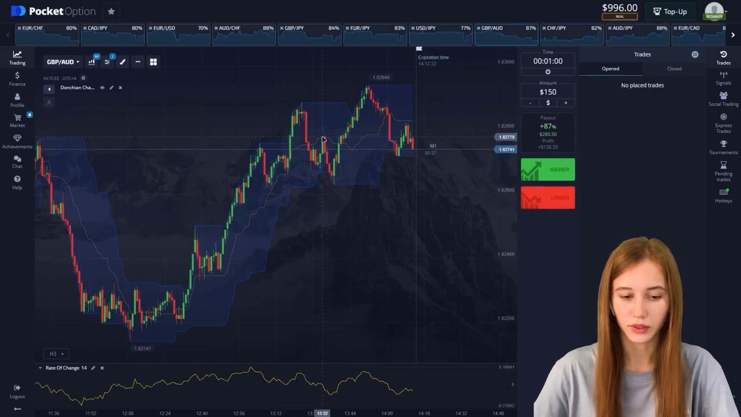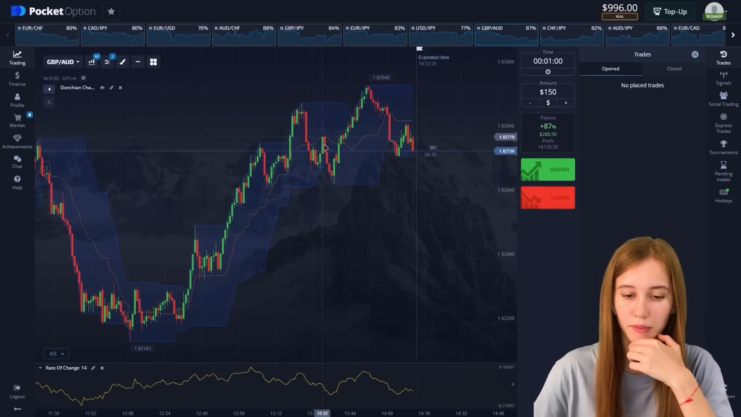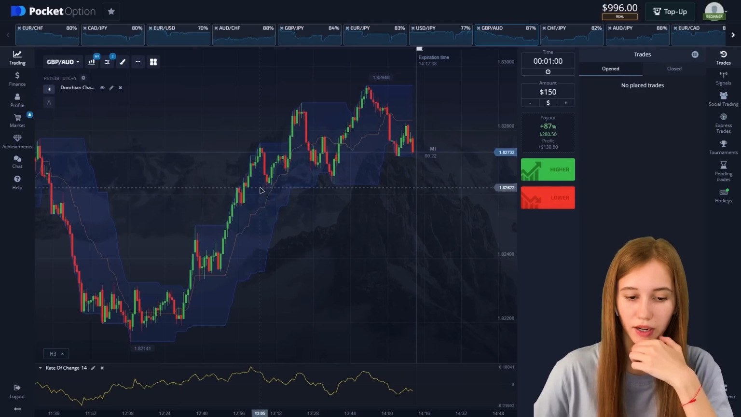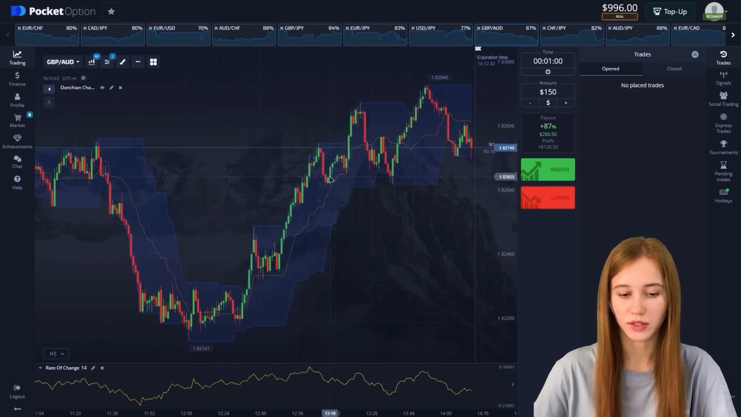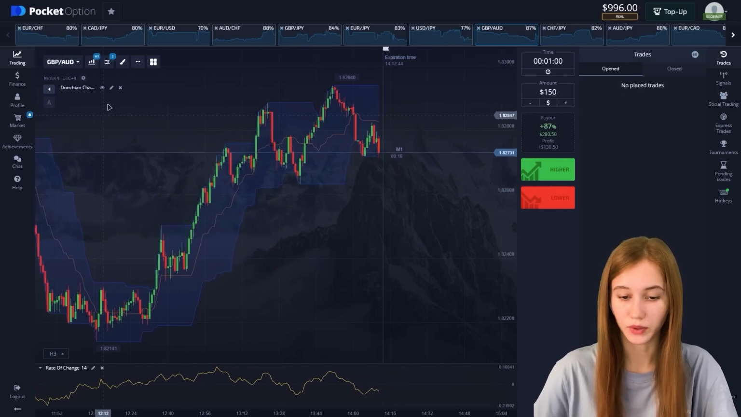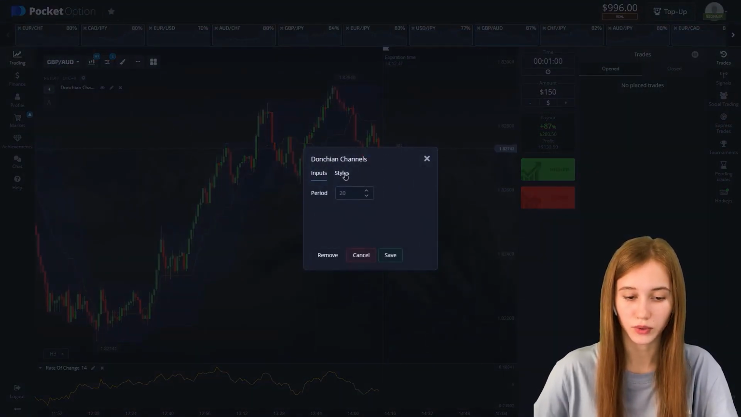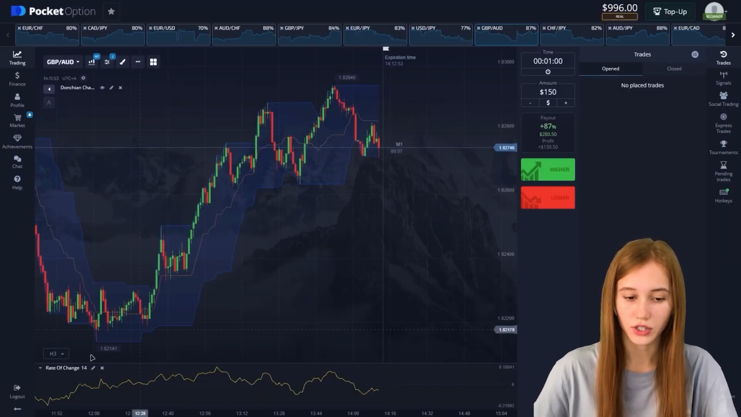Also, don't forget to look at the middle line. At some moments when approaching it, we have a rollback. So we will use the basis as technical analysis, but we also use these indicators. Let me show you the settings of this indicator, and let's talk about the second indicator, the rate of change.